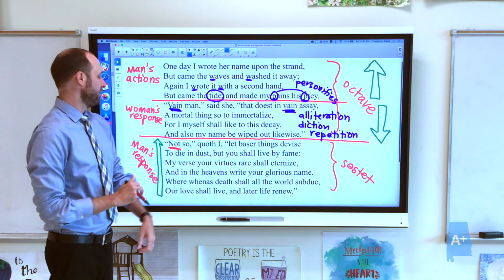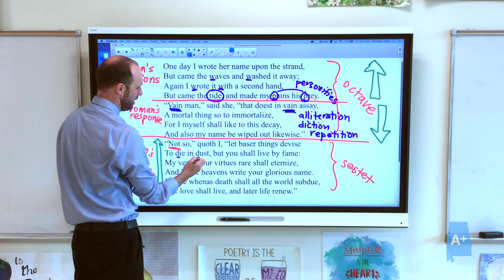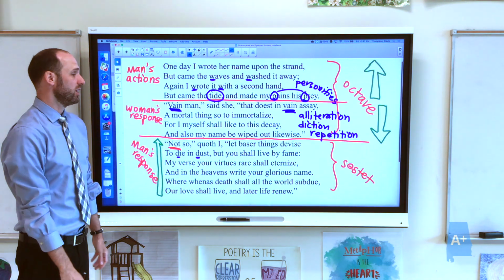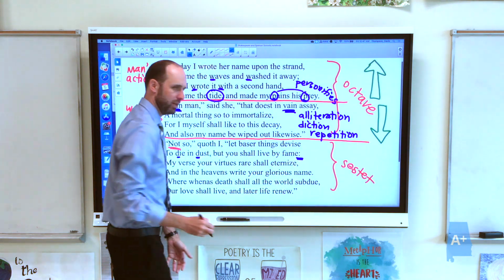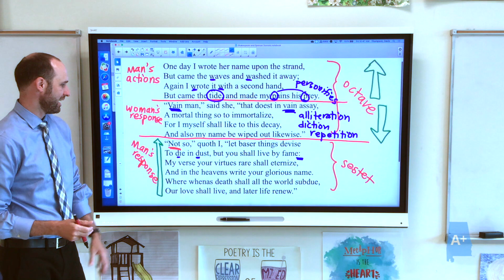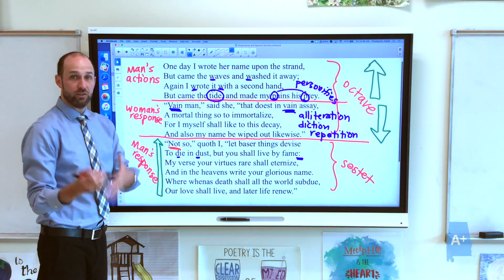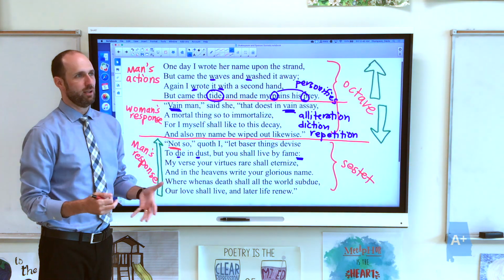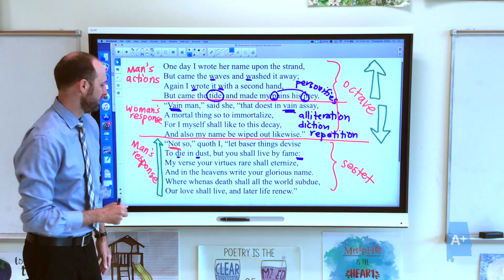Let baser things devise to die in dust. We see that lovely alliteration there. Let baser things devise to die in dust, but you shall live by fame. We have a colon there, and that's a good stopping place, to understand that syntactic unit. He explains how she shall live by fame, and just like we've seen with all the great Renaissance subjects, her fame is going to live, and her name is going to live in poetry. Poetry is what can defeat time.